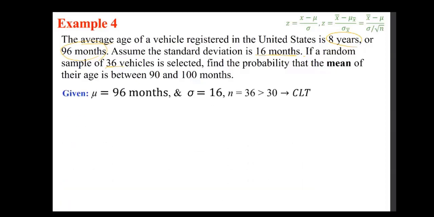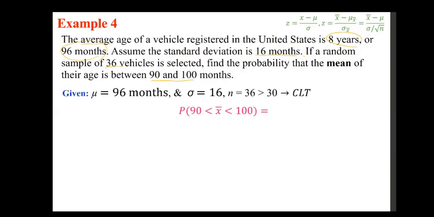So the very first thing, we write the given. Mu is 96. Sigma is 16. And N is 36, and it's larger than 30. We can use the CLT. Now, the question is, find the probability that the mean of their age is between these two numbers. So that's what we want: probability of X bar between those two numbers. So first, we write the given, then we try to tackle the question.